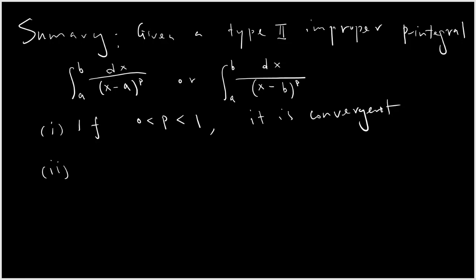Okay, now the second case, represented by question 2 and question 3, if the value of p is a number greater than 1, then it is divergent. I mean greater than or equal to 1. Then the improper integral is divergent.